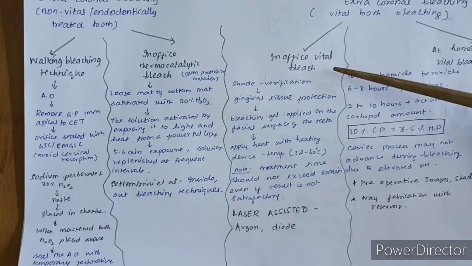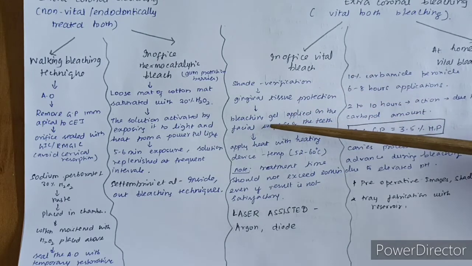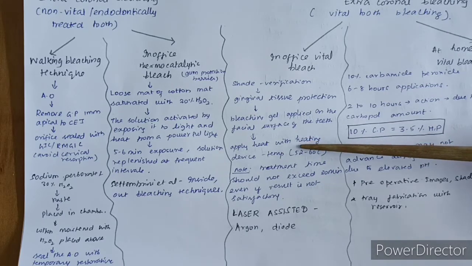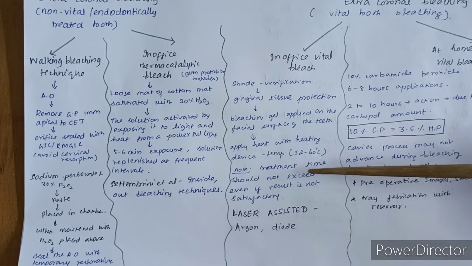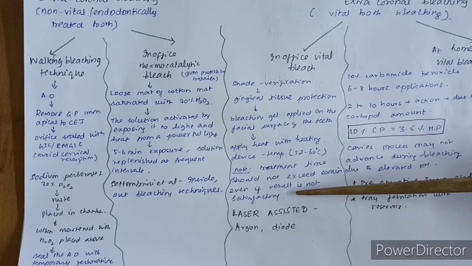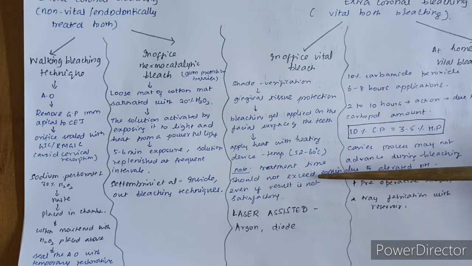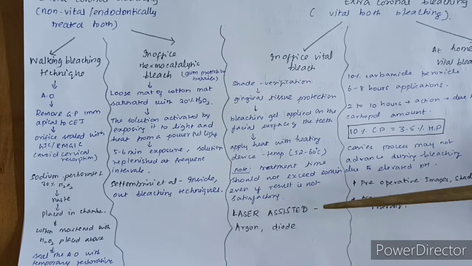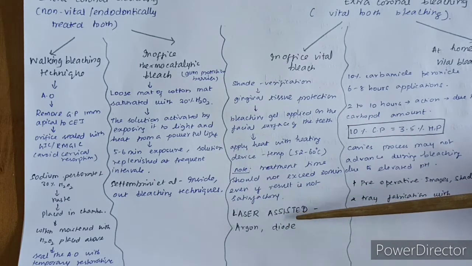In in-office vital bleach, we can apply the bleaching gel on the facial surface of the teeth, and we can use a suitable light source, and the temperature should be maintained around 50 to 60 degrees centigrade. The treatment time should not exceed 30 minutes even if the result is not satisfactory. You can even split it as two 15-minute sessions during the first visit. We can also use laser assisted bleaching to activate the bleaching process. Commonly used lasers for this purpose are argon and diode lasers.